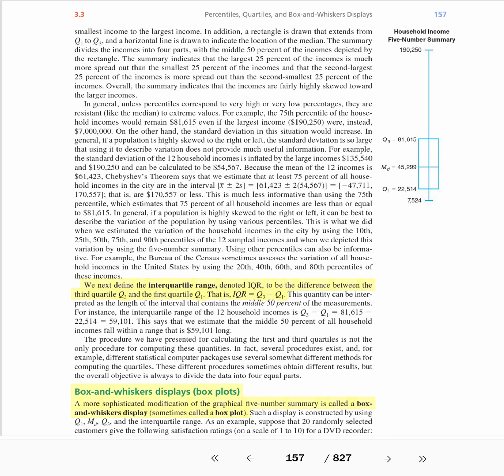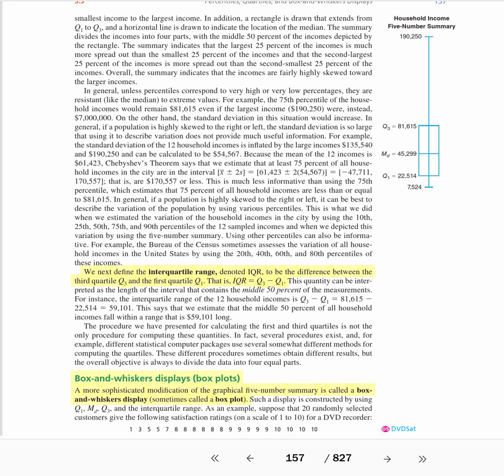Another way of representing this data is what is called a box and whiskers display, and I'm going to show you in Excel how you can plot those in a second, after we finish the section. What you do here is subtract Q1 from Q3, so you have the range size of your rectangle, and that gives you something called the interquartile range.